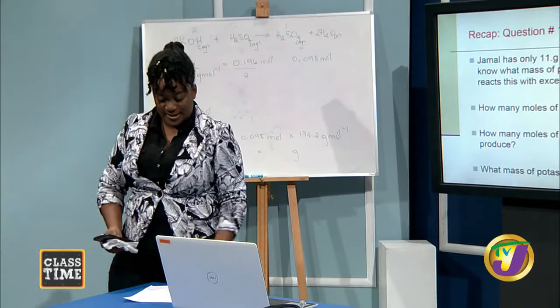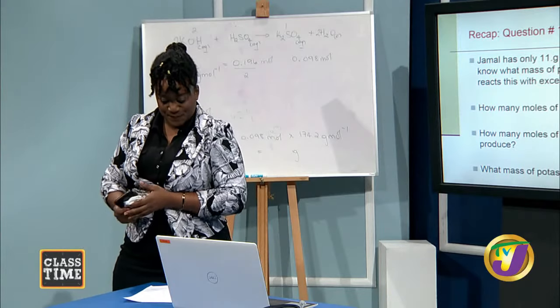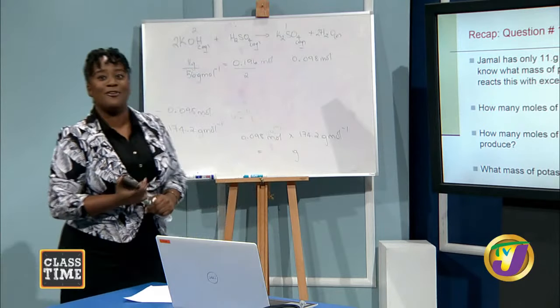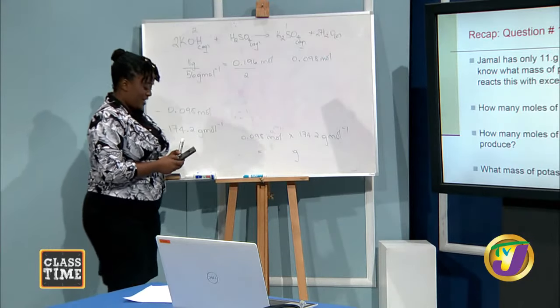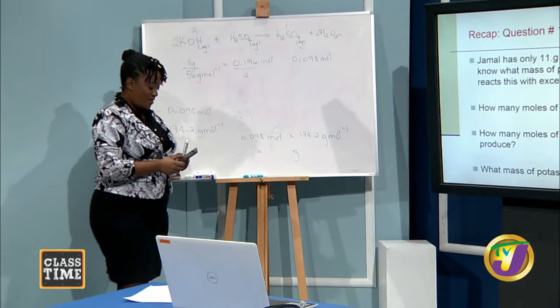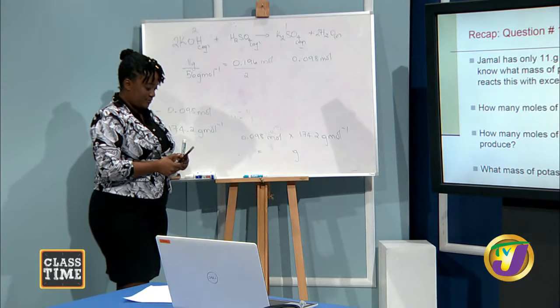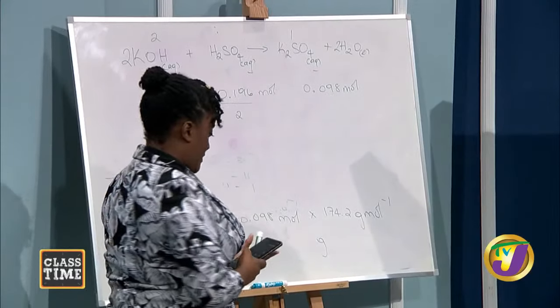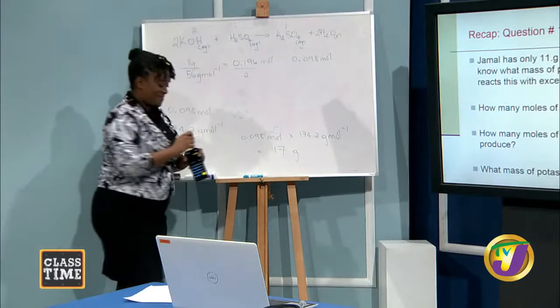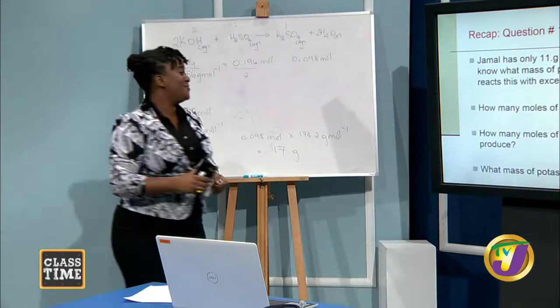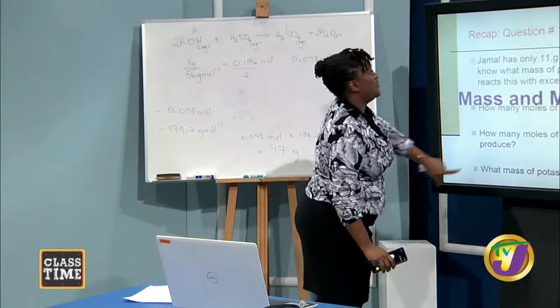Ruth Ann, what did you get? I have to confirm your answer. Let's go. So 0.098 times 174.2, and I got 17 grams. All right, let's move on to what we're actually doing today.